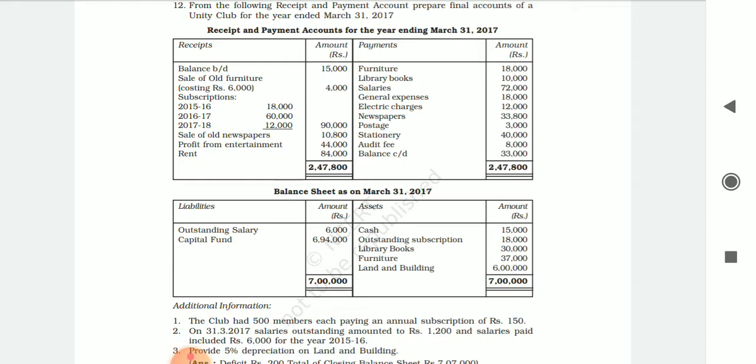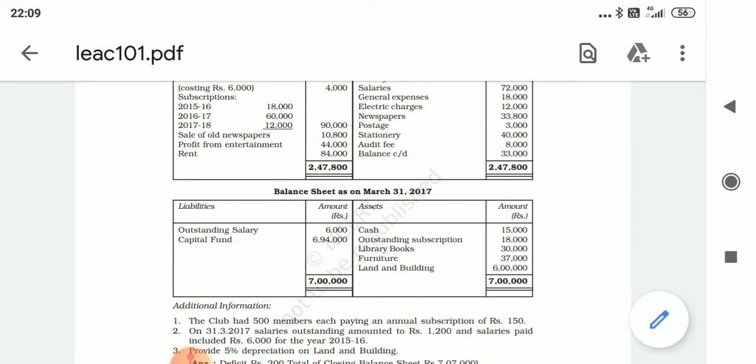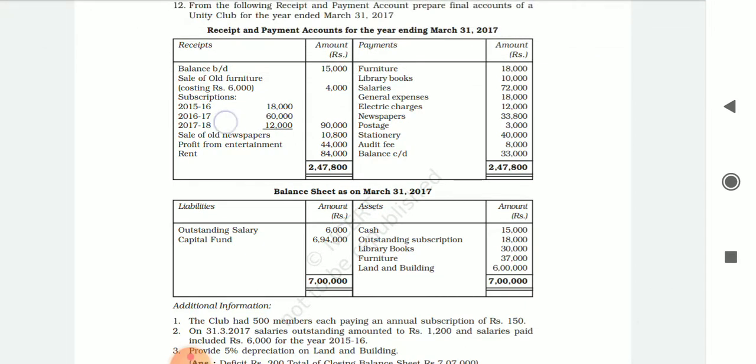Then sale of old furniture costing 6,000 for 4,000. Okay, so it is sold at a loss. Subscription. Whenever subscription is given for 3 years split up into previous year, current year and next year, always take only the current year balance. That is the rule which I have taught you, isn't it? You have to take only 60,000. Then sale of old newspapers, profit from entertainment, rent.